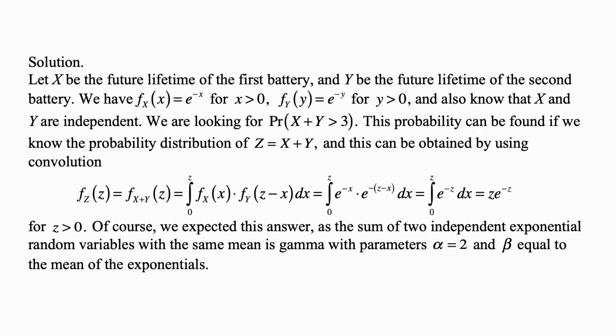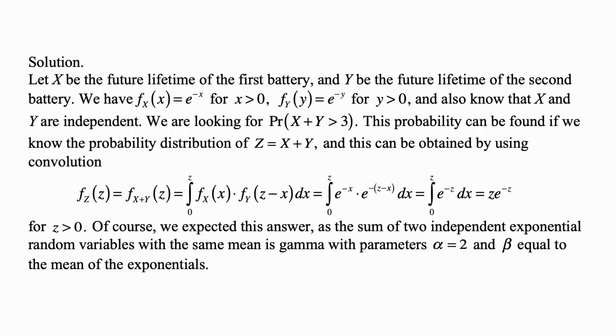And here's the solution. Let x be the future lifetime of the first battery and y be the future lifetime of the second battery. Both of them have a probability density function of the same form: the exponential distribution with mean 1, so it's e to the minus x. f sub x of x is e to the minus x for x positive and 0 otherwise, and f sub y of y is e to the minus y for y positive and 0 otherwise. We also know that x and y are independent, and we're looking for the probability that x plus y is more than 3.